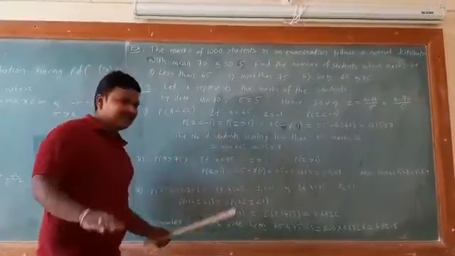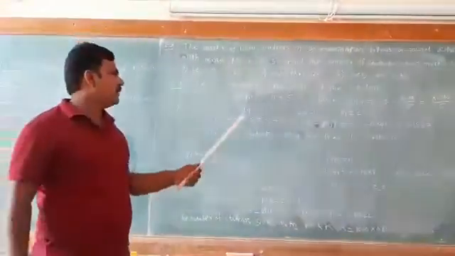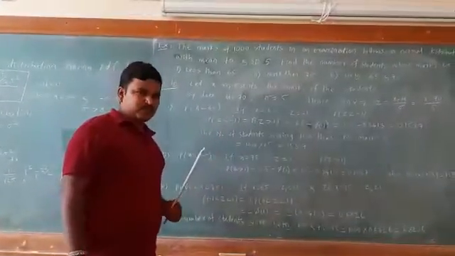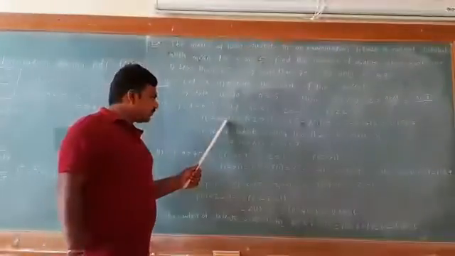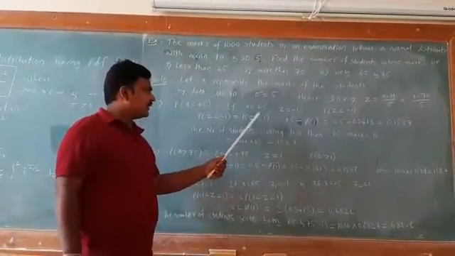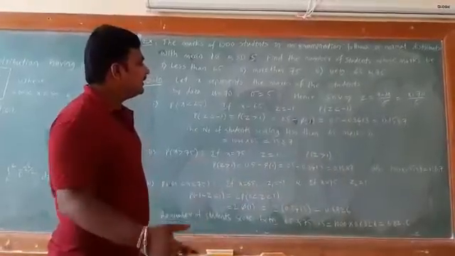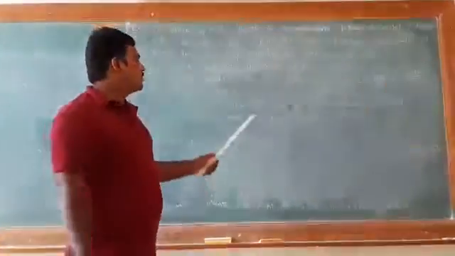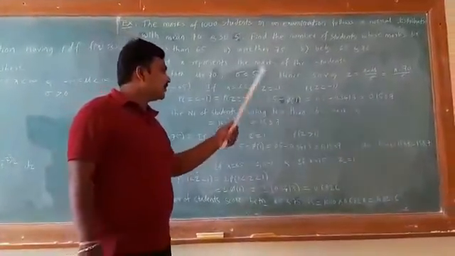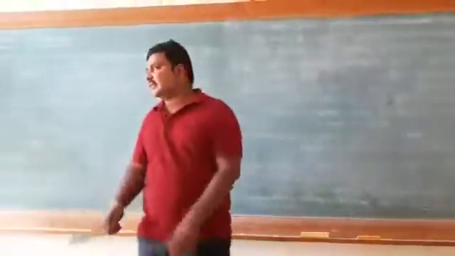Just replace negative by positive, the same value. Minus 1 is there, we can write plus 1. That is, the probability of z is greater than 1. So z greater than 1 is the first condition.